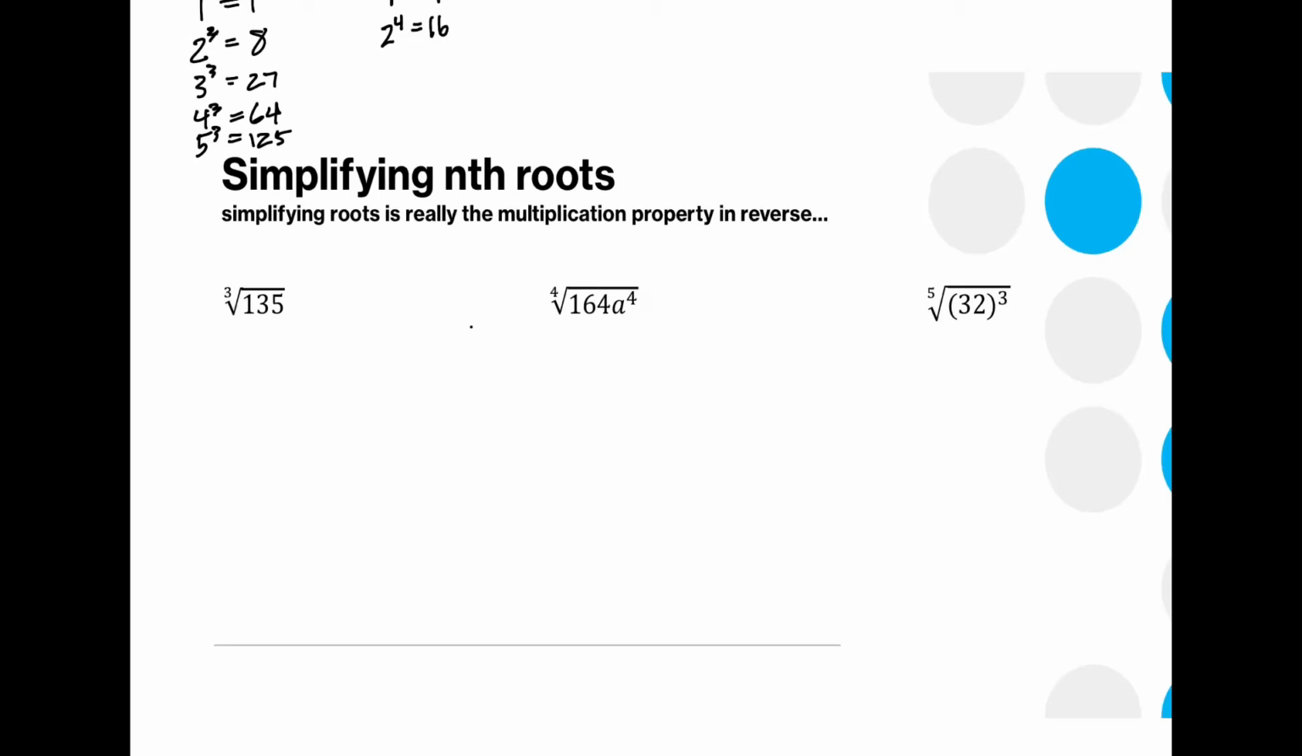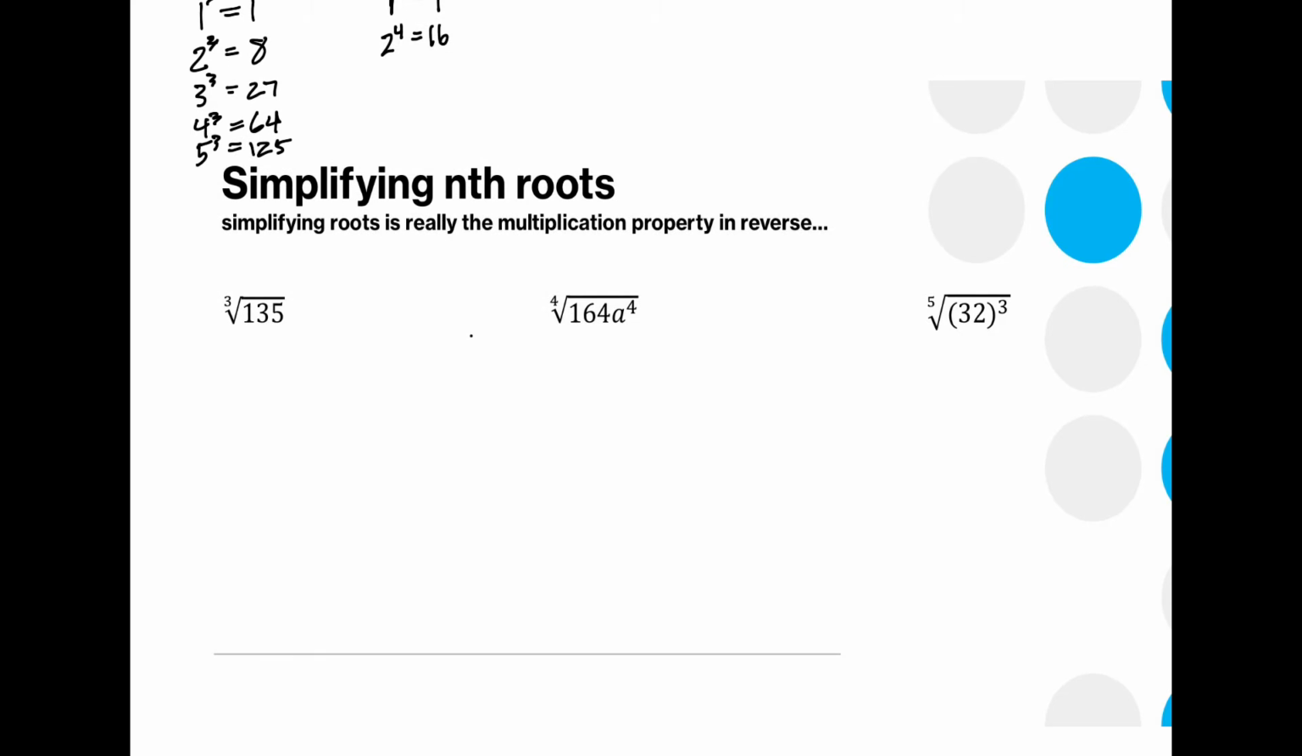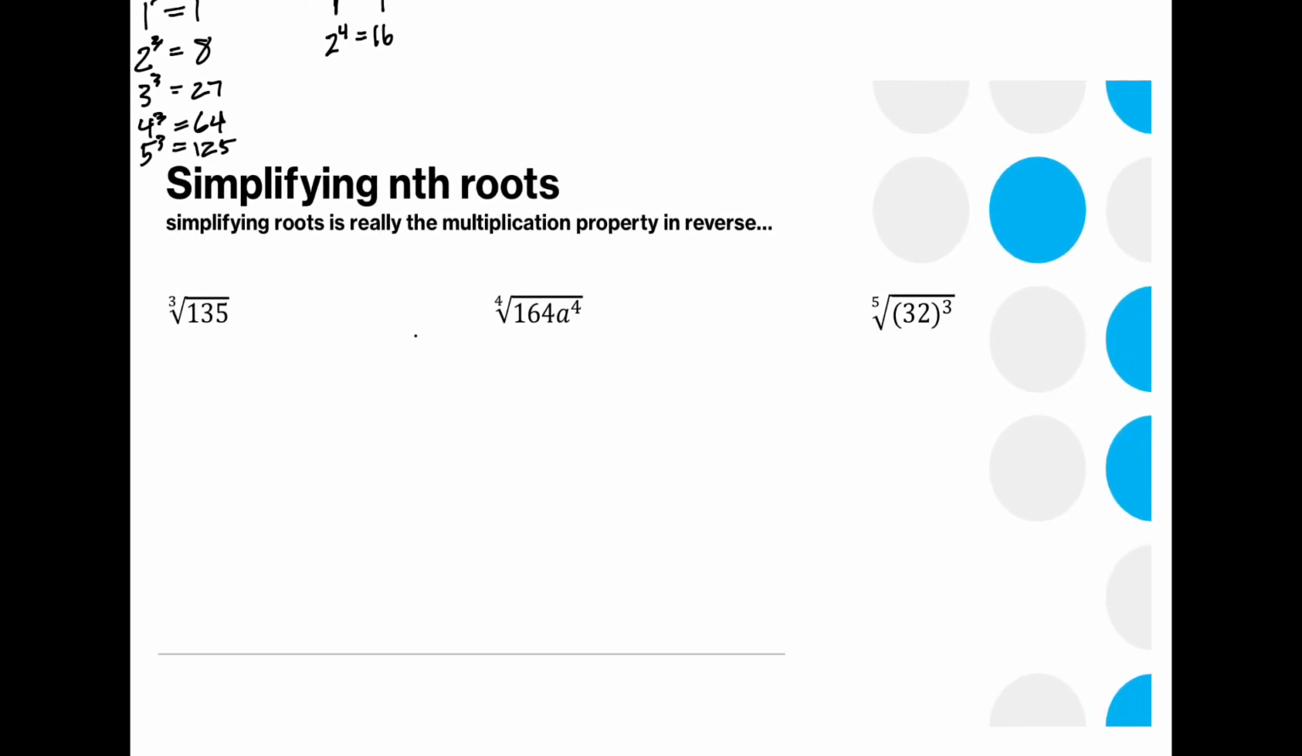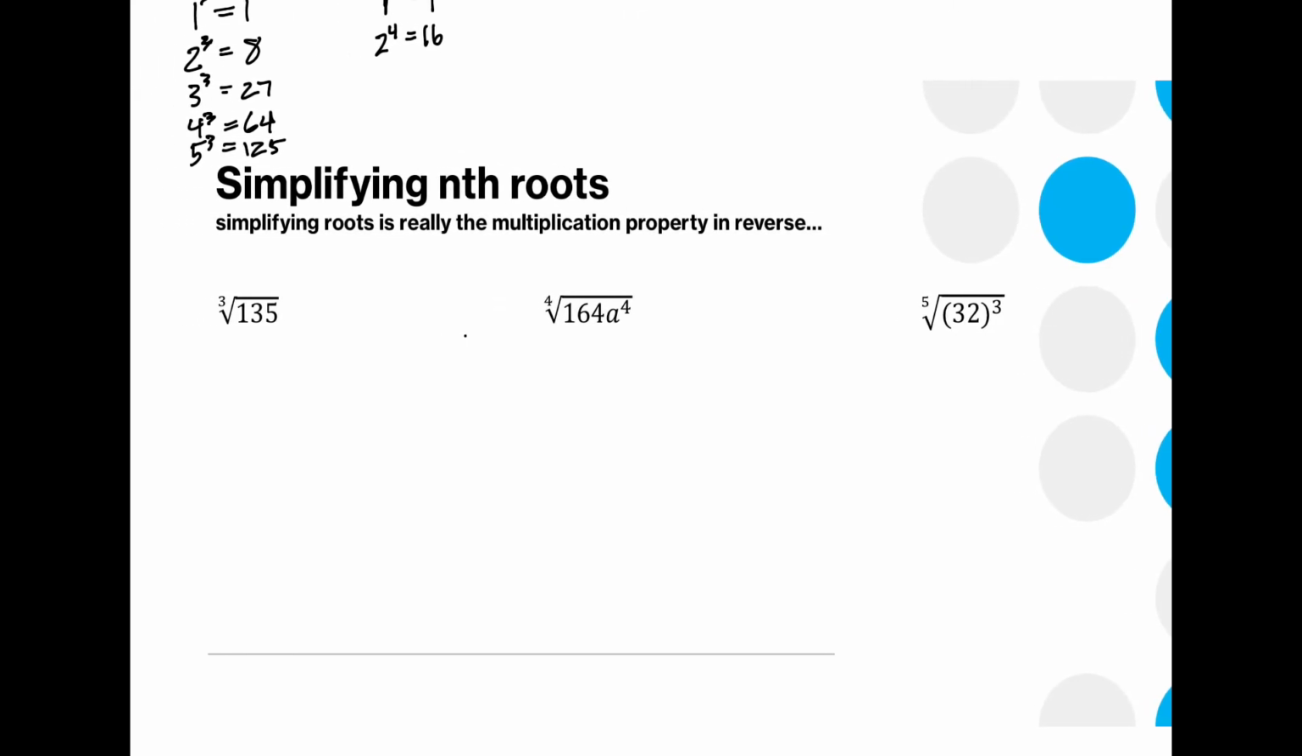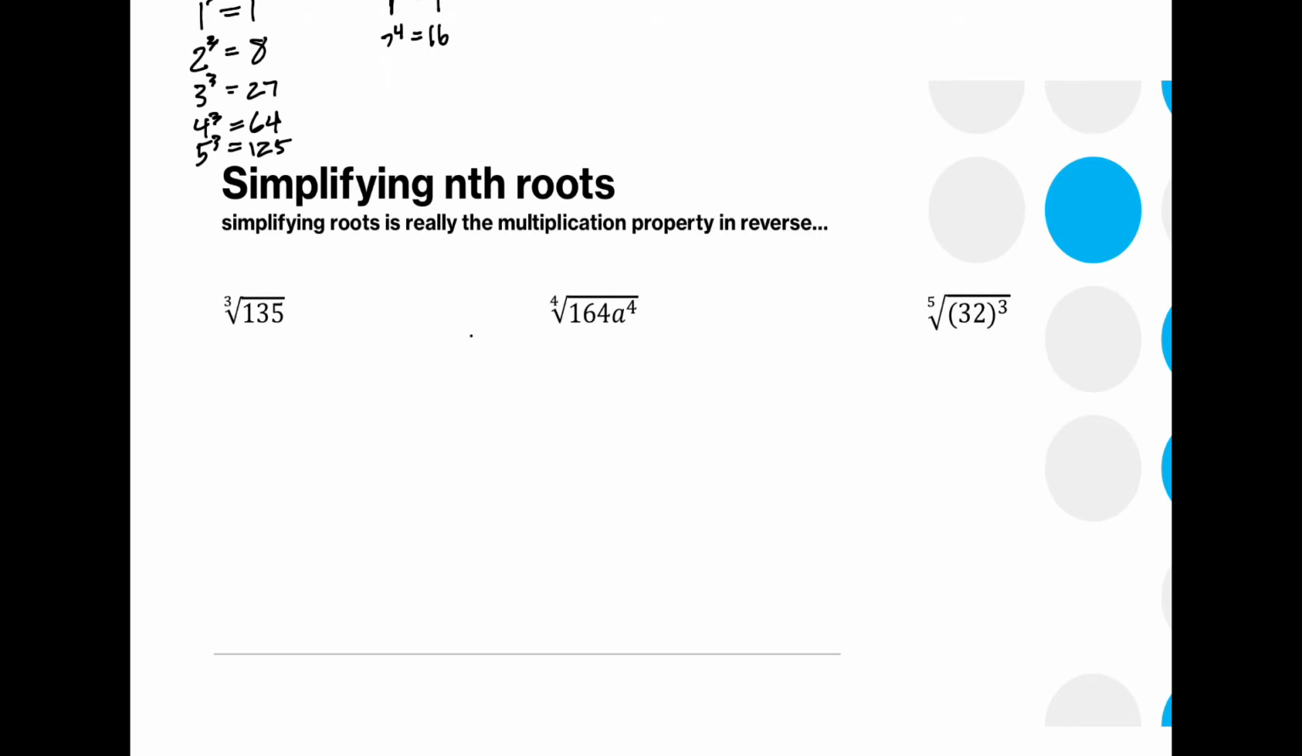3 to the fourth, sorry, I erased my 2 there. 3 to the fourth is 81, so we're already starting to get really big. By the time we get to 4 to the fourth power, we're at 256.